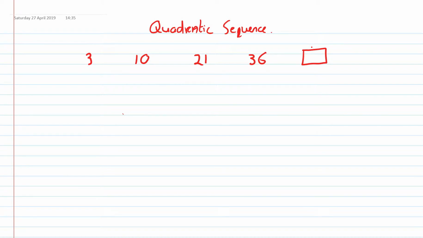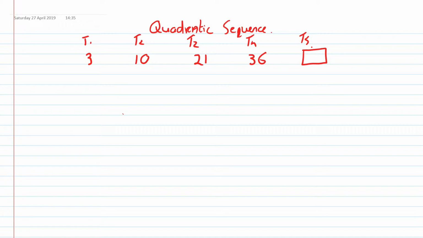In this video we're going to look at quadratic sequences. Like in any sequence, the first term is term 1, then term 2, term 3, term 4, term 5, and so on. Okay. Now, we have a sequence 3, 10, 21, 36, and the next term we want to find.